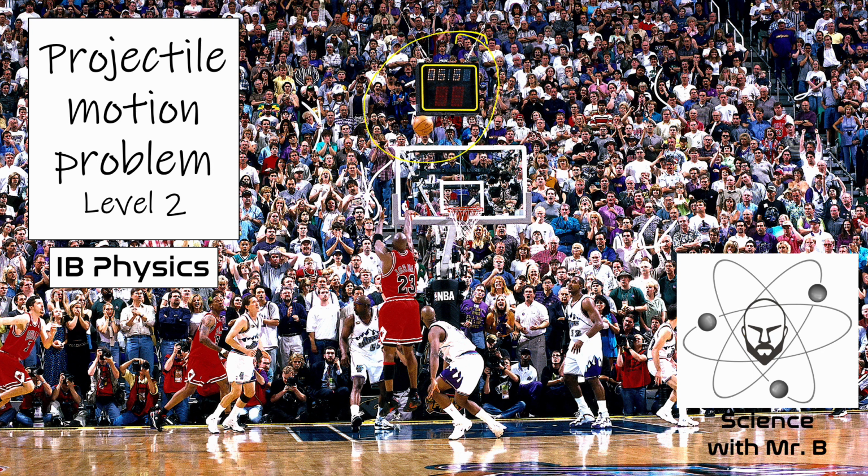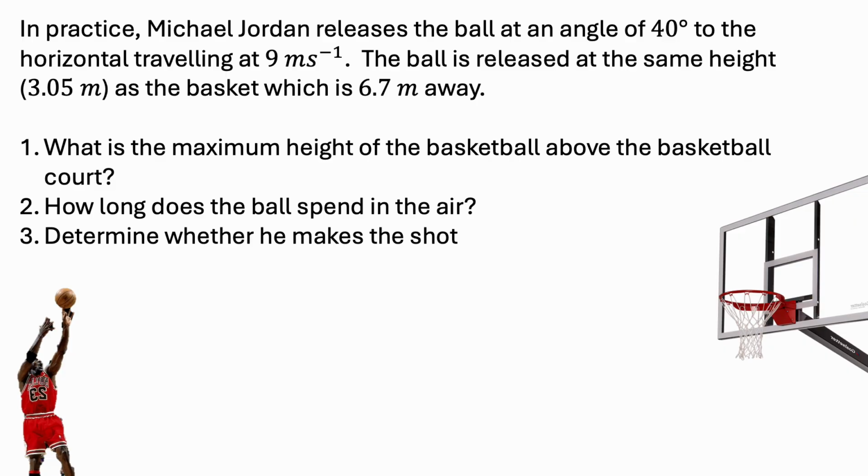He did a lot of practice. Here's one of those shots in practice. He releases the ball at an angle of 40 degrees to the horizontal, and it's traveling at 9 meters a second. Right? And he releases it 3.5 meters in the air towards the basket, which is 6.7 meters away.